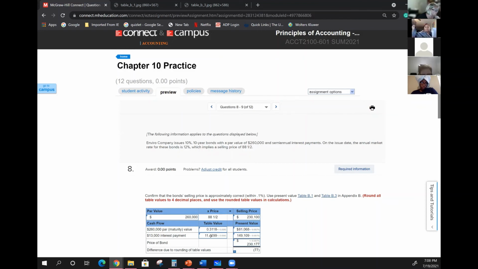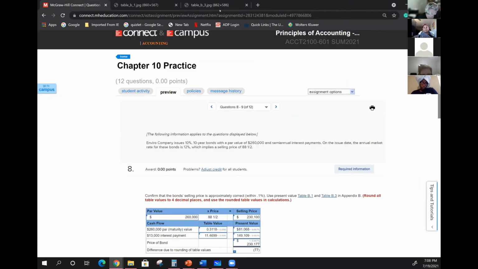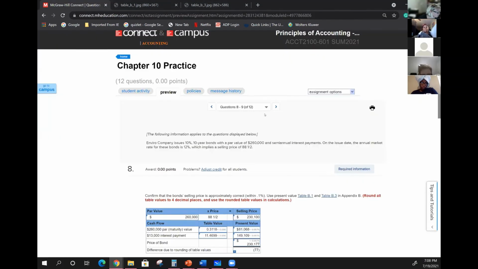So the first one is 6 and 20. I think it was this table. 6 and 20, the 11.4699. That's the second one. Let's see. Yeah, that's right, 2 payments for the year. Okay, so 6% and then 20. I wanted to go over this one mainly because I wanted you to know how to get to the number from the table.